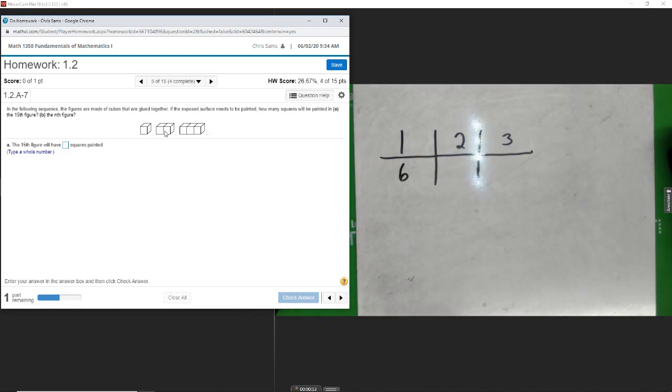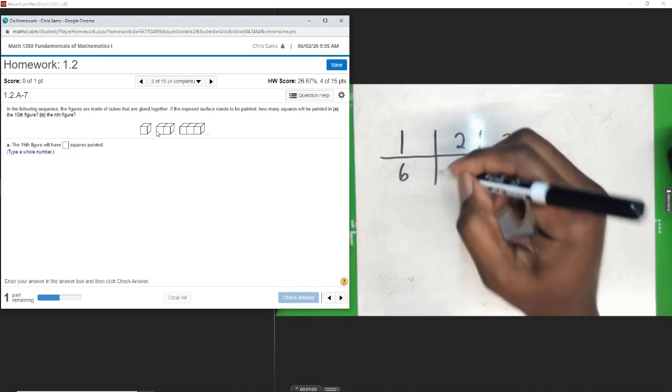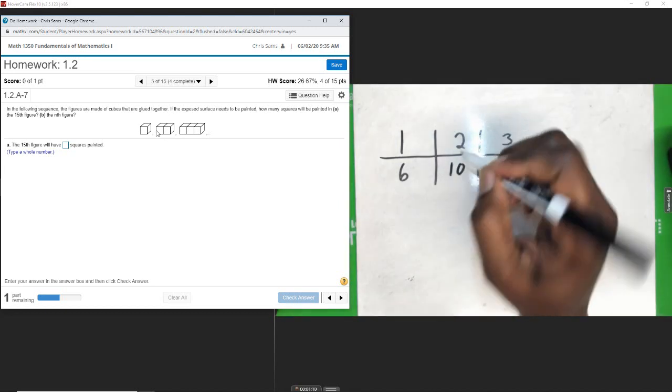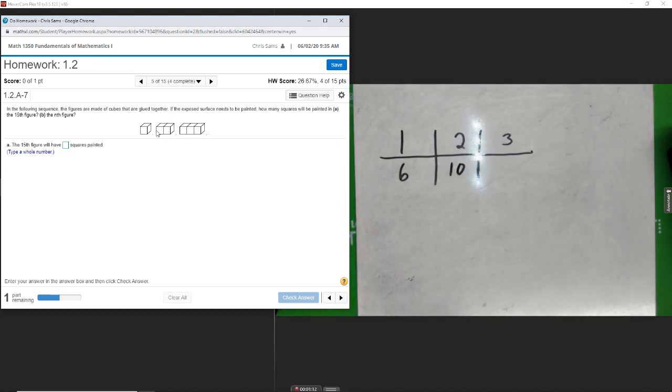In the second figure, we glue the two together. So the two sides in the middle won't be painted, but the two top and bottom, that's four, front and back, there's four more, eight, and the side nine, and that side 10. So there'll be 10 squares that we paint in the second figure.